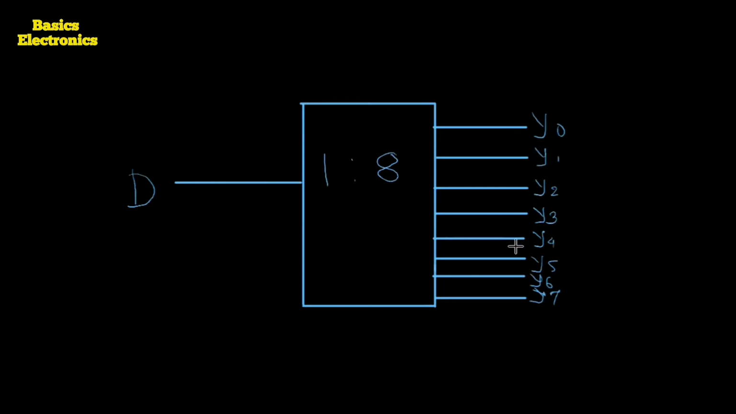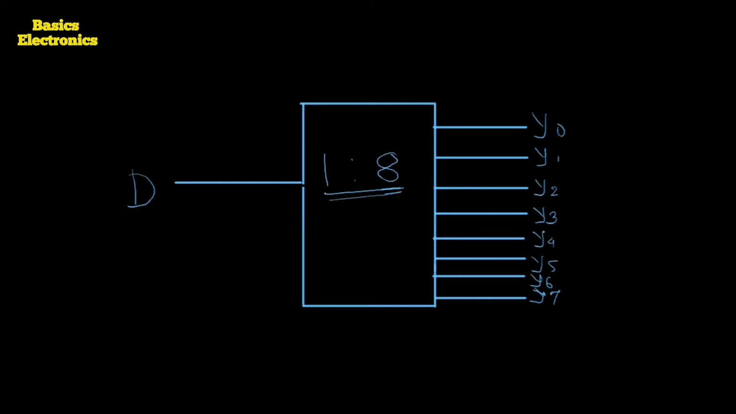Instead of these output labels, you can use D0, then D1 like this. As we are using D for the data input, we use Y for the outputs. So the demultiplexer which has only one data input line and 8 output lines, we call one line to 8 line demultiplexer.